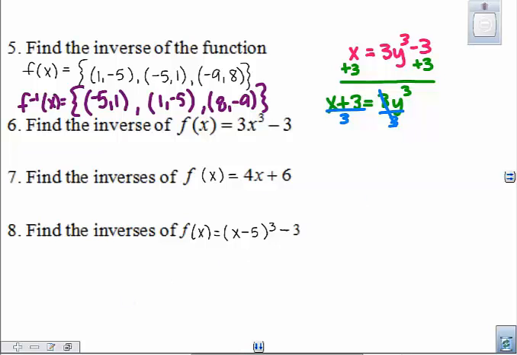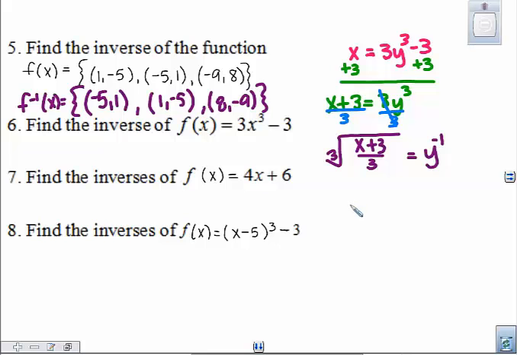Okay, and then you need to get rid of the cubed. The opposite of cubing something is to take the cube root. So when we take the cube root, now we have y by itself, and you need to have that negative 1 exponent to represent inverse. Now your answer choices may be simplified farther than this.